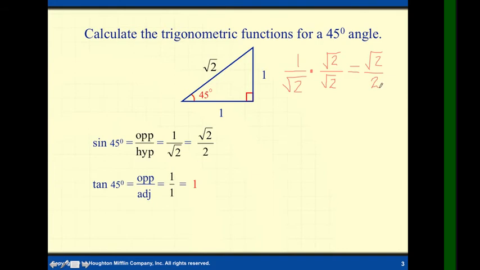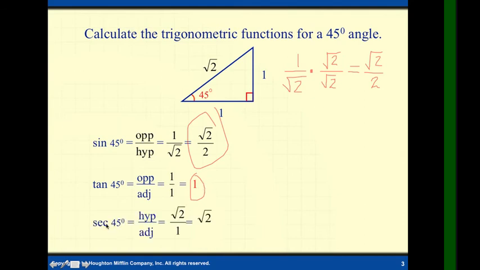Okay, or just simply cancel the index or the square root sign, and then itira mo na lang yung number sa loob, which is 2. Okay, that's why ganito yung answer niya. Now, for the tangent 45 degrees, that's opposite over adjacent. The opposite is 1 and the adjacent is 1. Therefore, the final answer is equal to 1 because 1 divided by 1 is equal to 1.